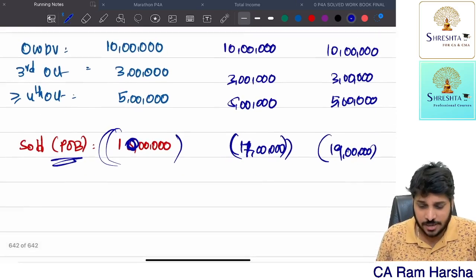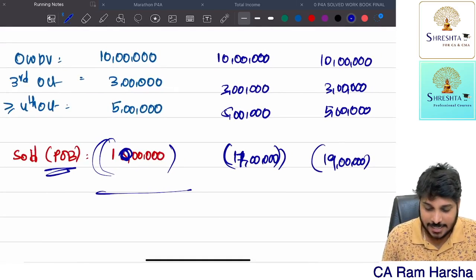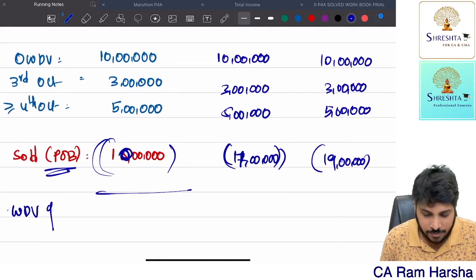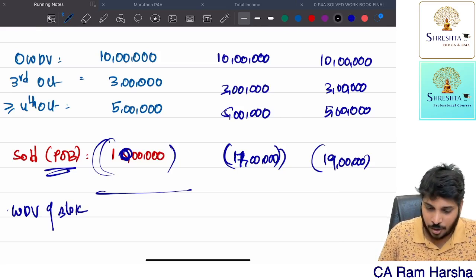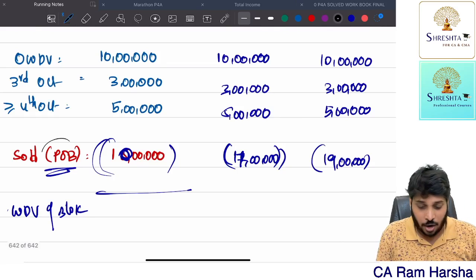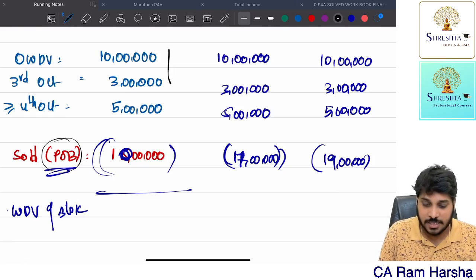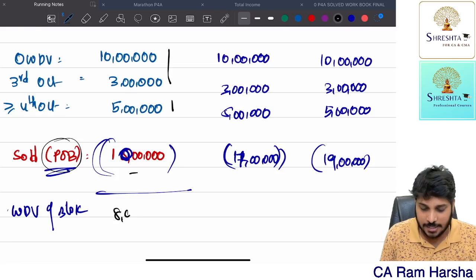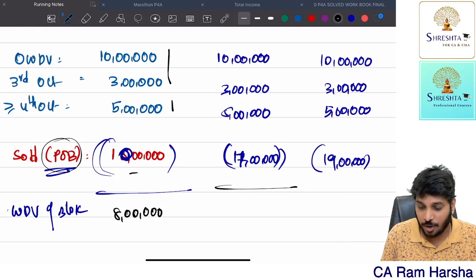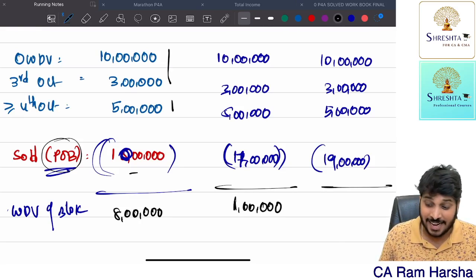So let us assume this is the information. Now let us calculate the WDV of the block. By the way, all these are part of a block. So first 10 plus 3, 13 plus 5, 18 minus 10, 8 lakhs. 8 lakhs is the WDV of the block. Here the WDV of the block is 1 lakh. And here it is going to be negative.